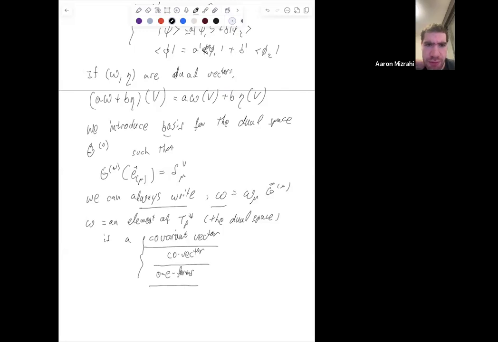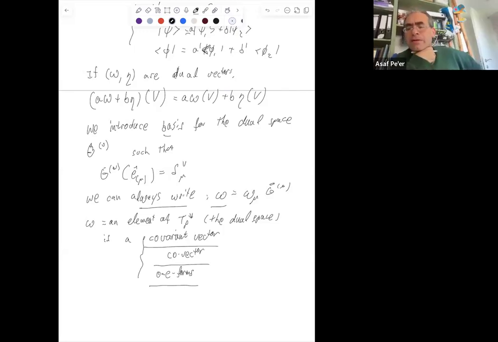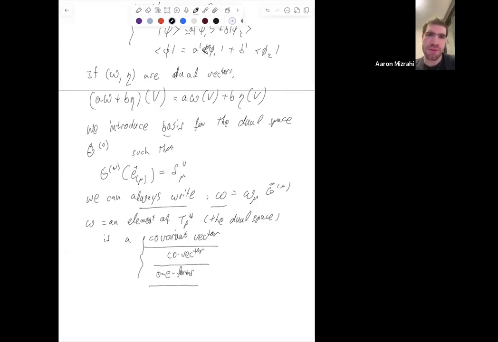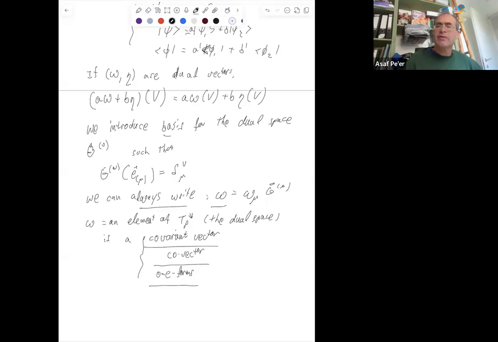I'm a little confused. This dual space is a relatively new concept for me, and it's very abstract. Are there any physical examples? Yeah, I'm going to give you one. Give me a few minutes before the end of this lecture. I'm going to give you an example before we go home. But let me finish.